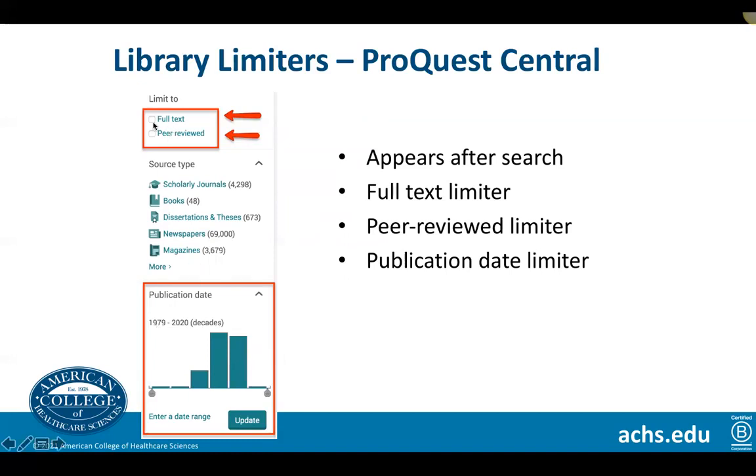So if you check full text, this will limit your results to display full text articles only. If you check the peer reviewed box, this will of course limit to peer reviewed sources only. And then in the publication date, if you're looking for a specific date range, you can enter that date range. You can also check all of these boxes at the same time. It doesn't have to be one at a time. So for example, if you're looking for peer-reviewed sources that are full text articles only in the date range 2015 to 2020, you can use all these limiters at the same time to specify those results.